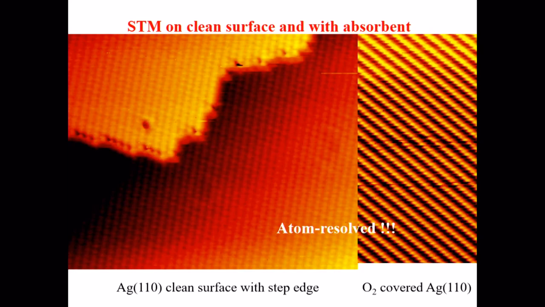So even if the surface is not clean, you can treat the surface by processing, and you can make a very good surface. This is oxygen-covered silver. You can see the evolution of silver atoms with treatment of the surface. This is by AFM.